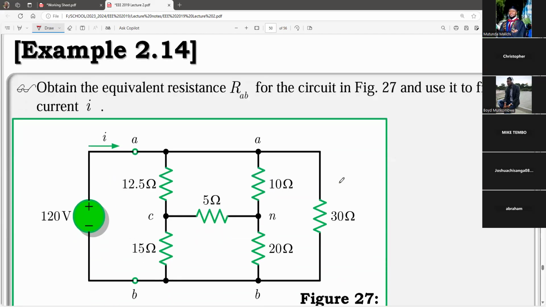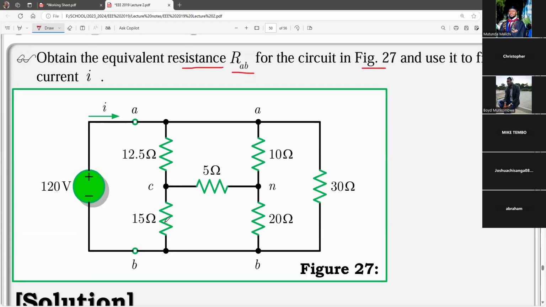Then maybe sometimes someone says, oh, here's another example. Obtain the equivalent resistance RAB for the circuit shown in figure 27. When you obtain RAB from this circuit, RAB is here. You stand between these two. In short, if you disconnected the 120 volt source, what is the equivalent resistance that you're going to see if you look into the circuit from here?